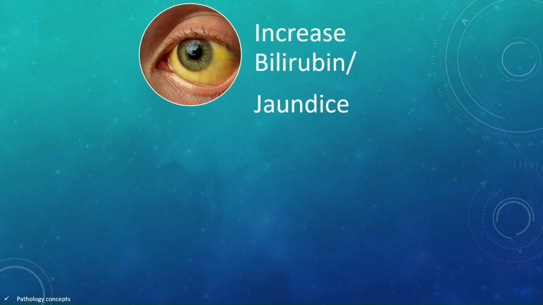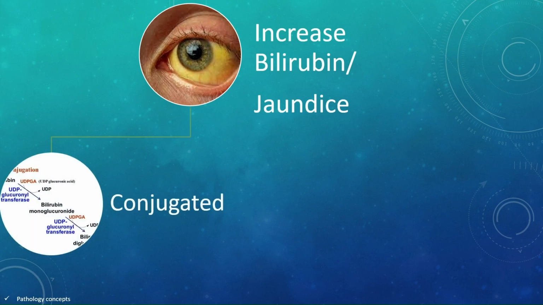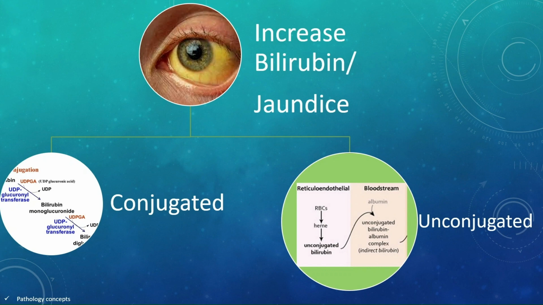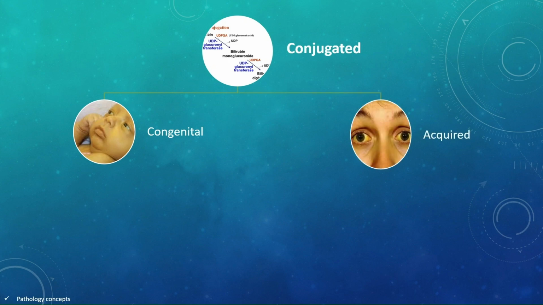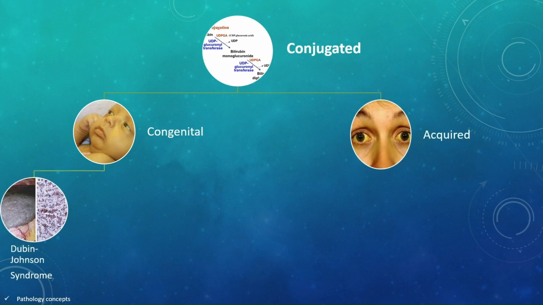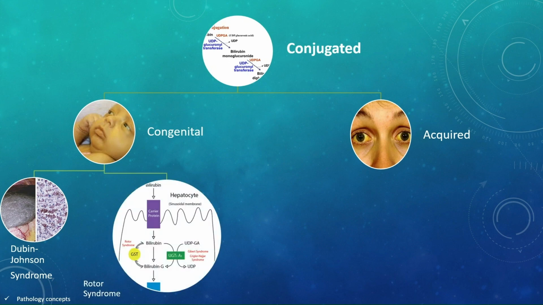Now let's learn the differential diagnosis of increased bilirubin, which is called jaundice. Mainly two types of bilirubin are present. First is conjugated and second is unconjugated. If conjugated bilirubin is elevated, then it can be congenital or acquired. In the congenital, there are two syndromes associated with increased conjugated bilirubin, and they are Dubin-Johnson syndrome and Rotor syndrome.